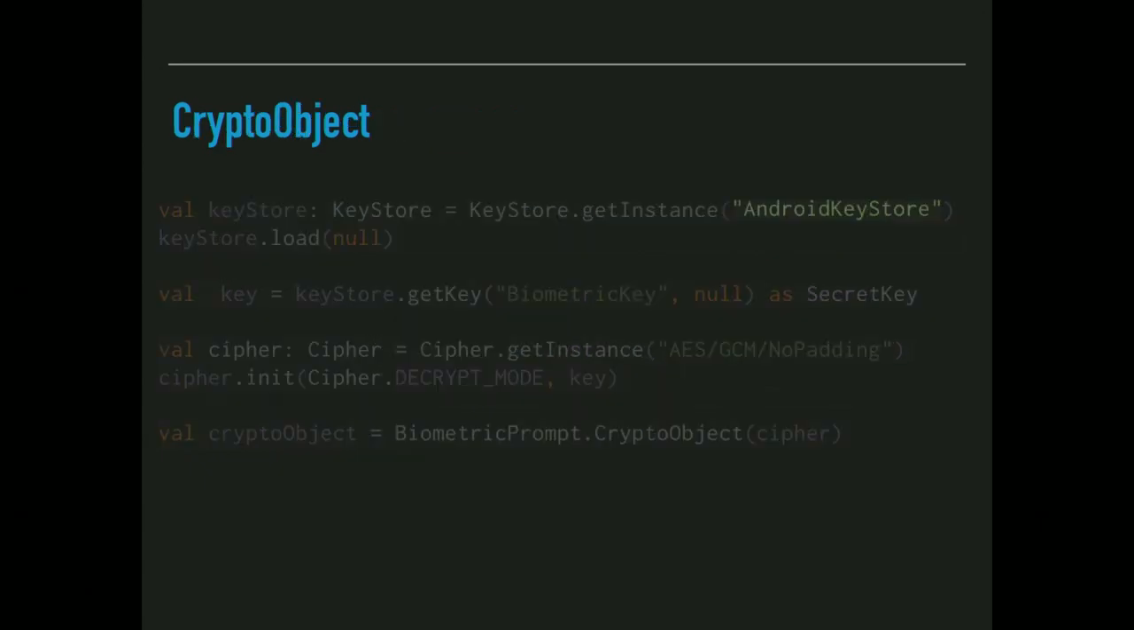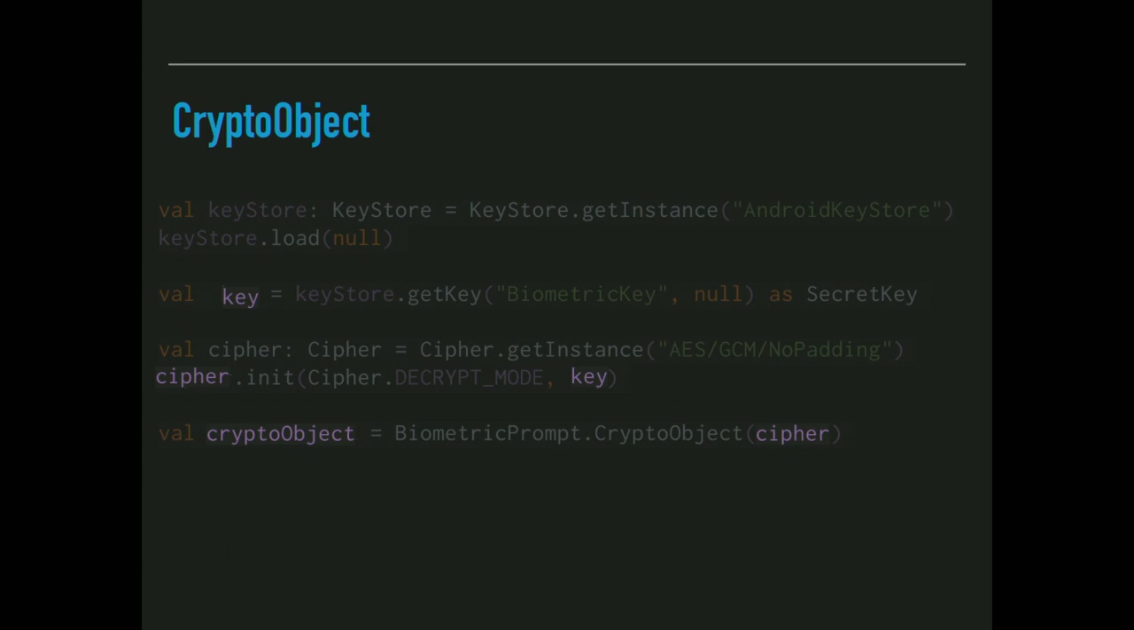Let's see. So crypto object, how do you get one of those? So you get an instance of the Android key store. You give it the name of the key that you're trying to get a hold of. You go and you get the key with calling get key. You then wrap that key in a cipher if you're using cipher. Similar API calls for signature. You get a cipher. Then you take that cipher and you wrap it in a crypto object. And then you use that crypto object to pass into authenticate.